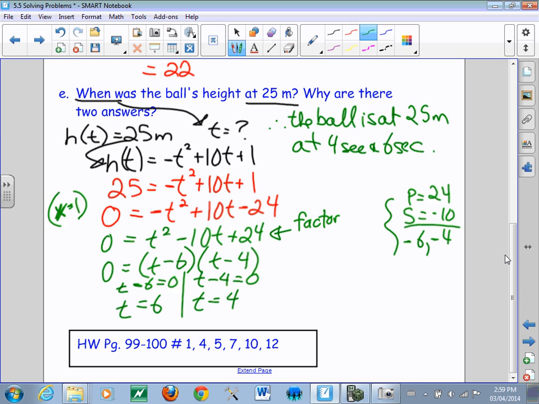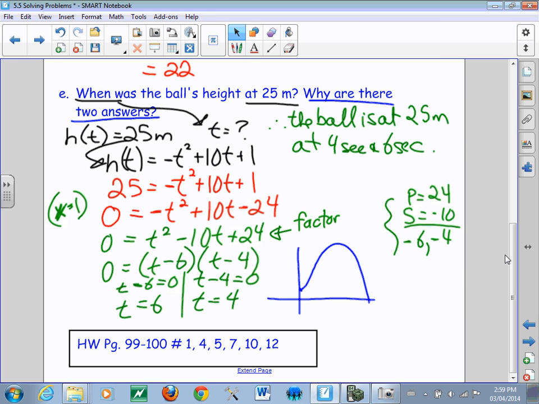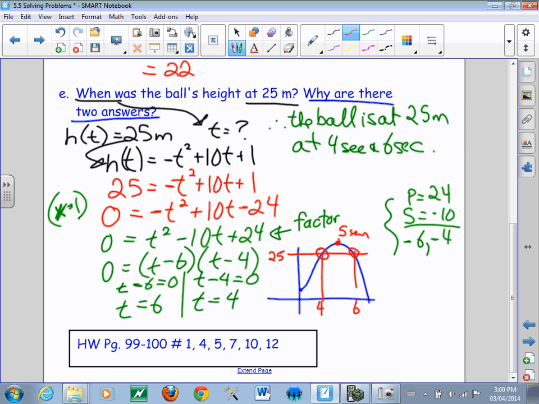The second part, why are there two answers? Well, when you think about a ball being hit, it's probably hit at 1 meter, as we said. We know it's got to come up and then come back down. If I use my technology and say, I know the height is 25, it's going to hit 25 meters at 4 seconds and at 6 seconds, which means it reaches its maximum height at 5 seconds, because it's quadratics, right? Remember, these are symmetrical points.